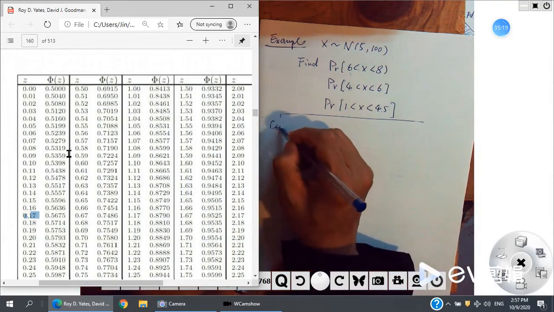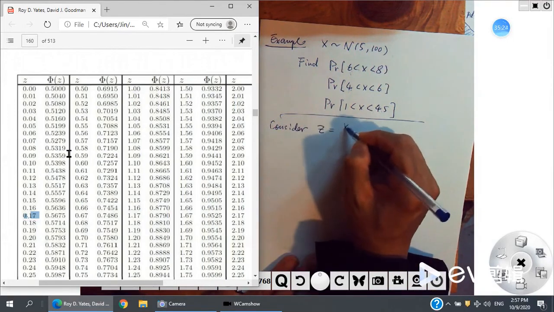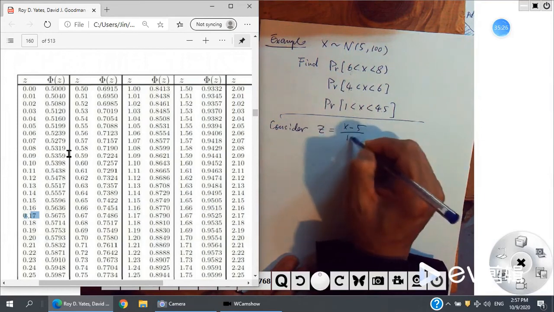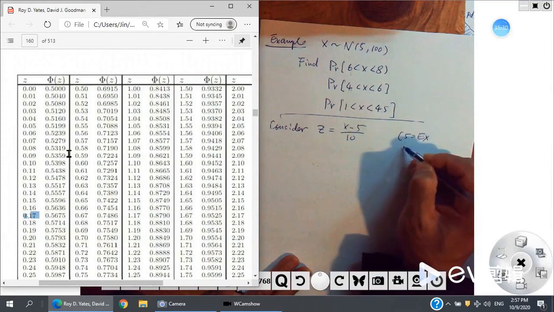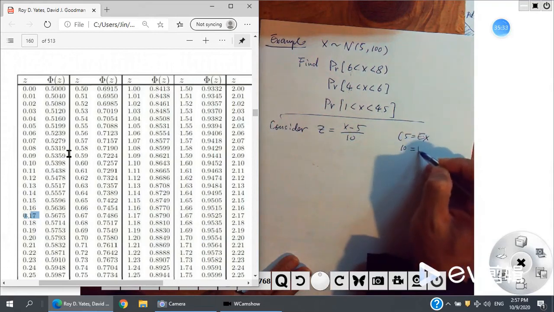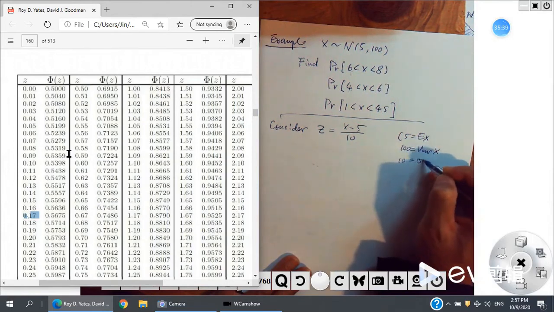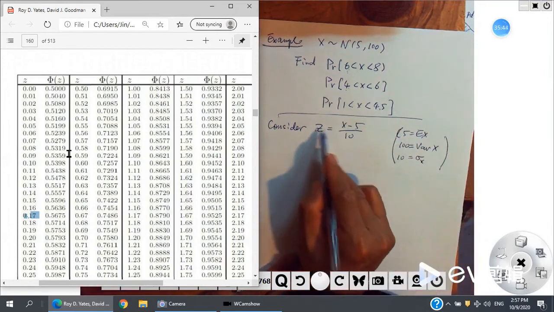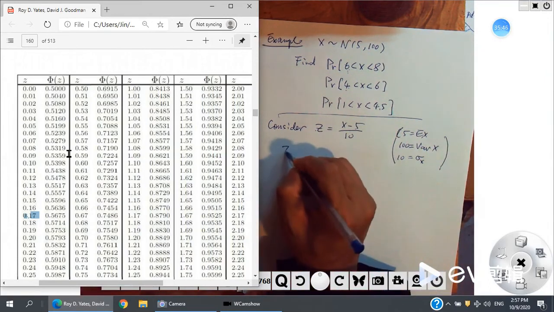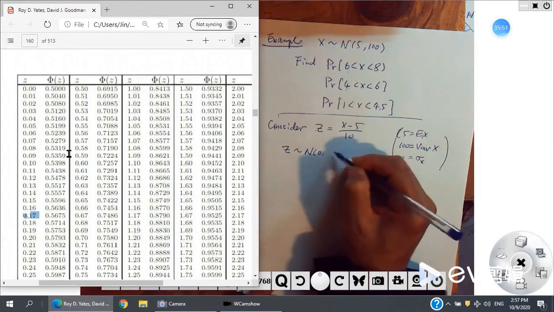Consider z equal to x minus 5 over 10. Here 5 is the mean of x and 100 is the variance of x. So 10 is the standard deviation of x. Right? You let z equal to this one. Z should be a random variable with standard normal distribution.